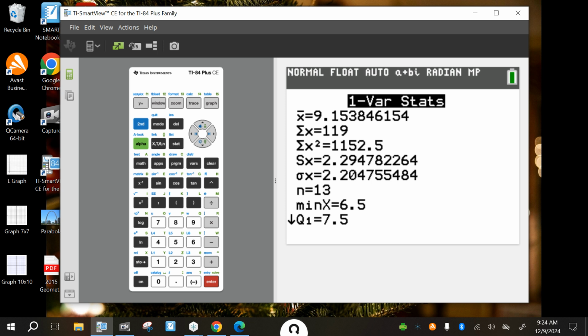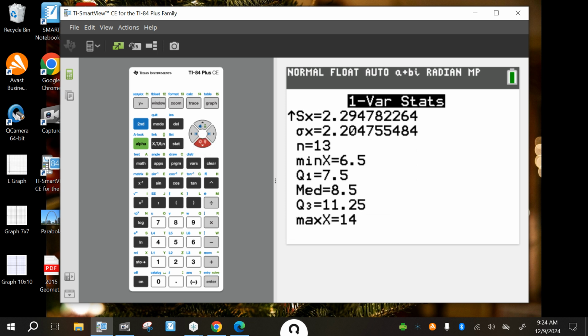Now, all the ones at the bottom are really important, so if you hit the down arrow, you can get the rest of those. N equals 13. N is your number of data samples that you have. We had 13 data samples. Then we have our minimum. Q1 is the median of the first half of the data. Then we have our median. Q3 is the median of the second half of the data. And then we have our max, which was 14. We're going to talk about that in a minute.